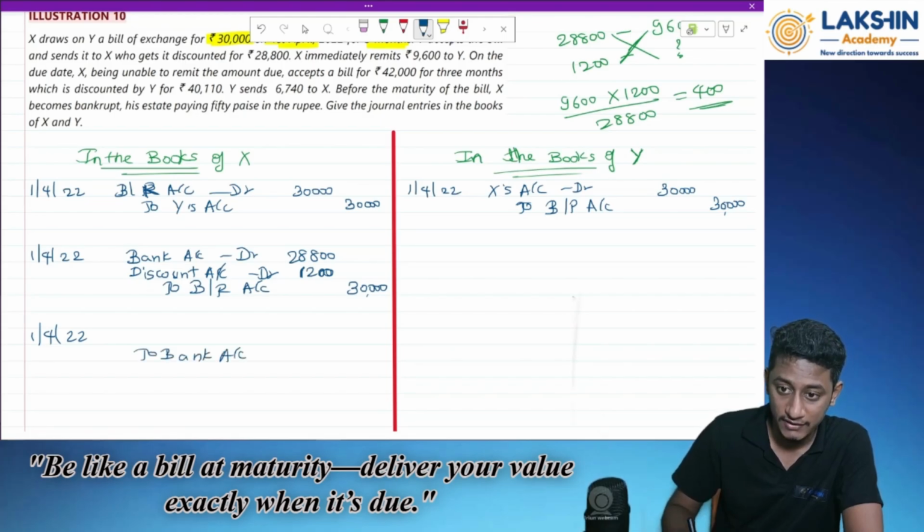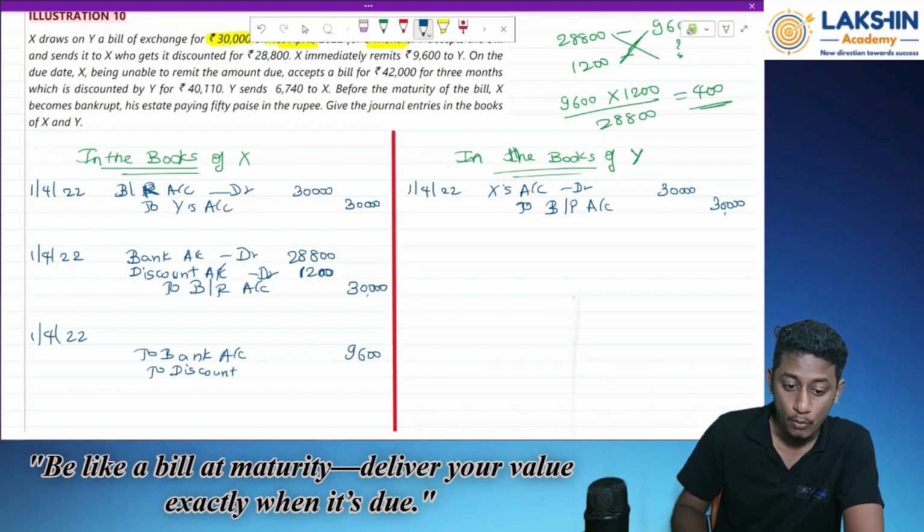How much is the transfer amount? 9,600 it seems. Okay. Then what has happened? To discount account. Why am I crediting discount account? Because my expense is being reduced.